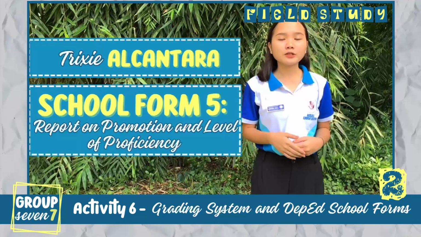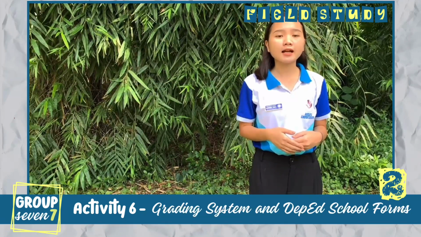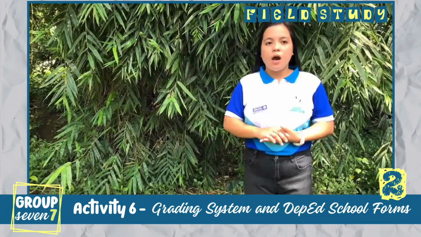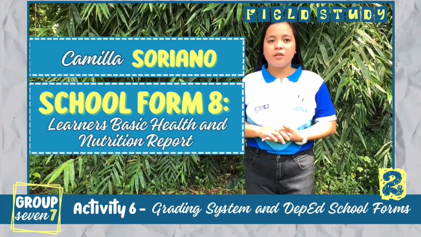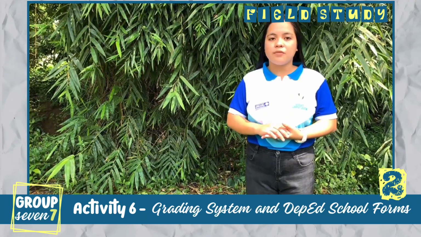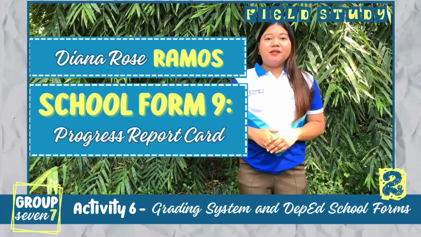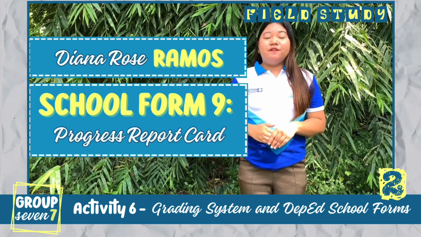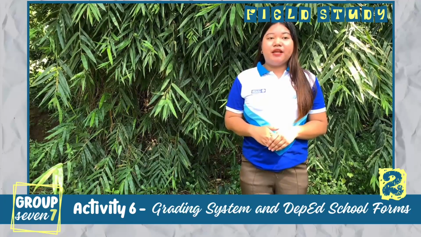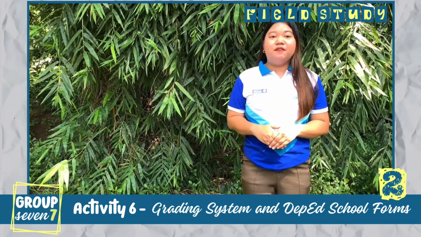School Form 5, also known as Report on Promotion and Level of Proficiency, is a list of the learners' academic performance and results of assessment by the end of the school year. On the other hand, School Form 8, also known as Learner's Basic Health and Nutrition Report, consists of a record of the learner's health and nutritional assessment. School Form 9, also known as Progress Report Card, is what we formerly knew as Form 138. It consists of a student's academic grade for each subject in each of the 4 grading terms, attendance, and observed values.